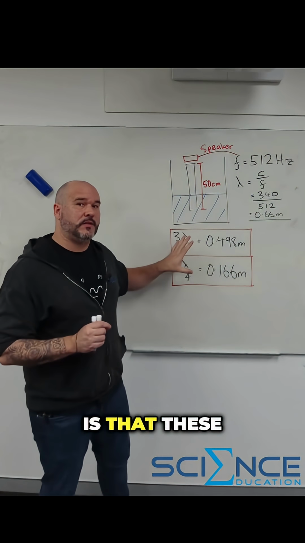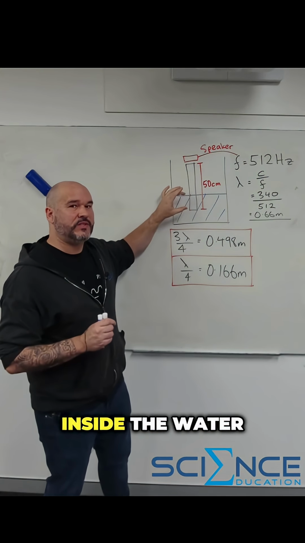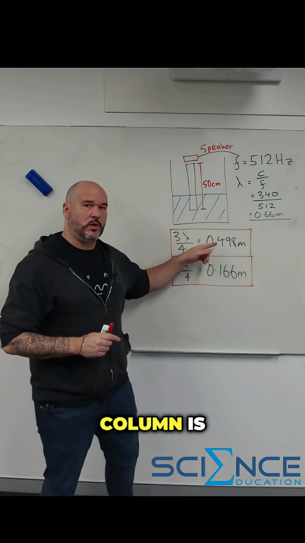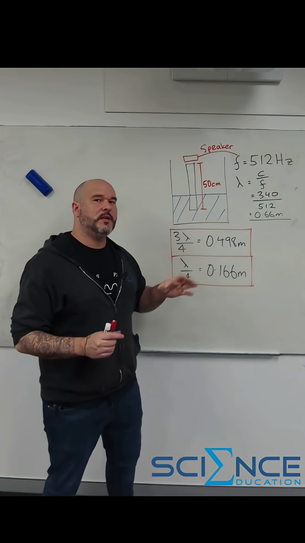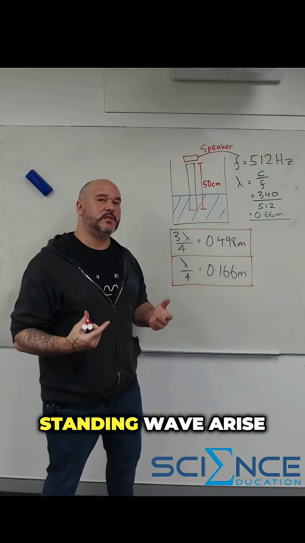What you need to keep in mind is that these are actually the length of the air column of the straw, not the part of the straw that's inside the water itself. So if I've got a 50 centimeter straw and the length of the air column is 49.8 centimeters, that means that the straw is only inserted 0.2 centimeters into the water to make the standing wave arise.